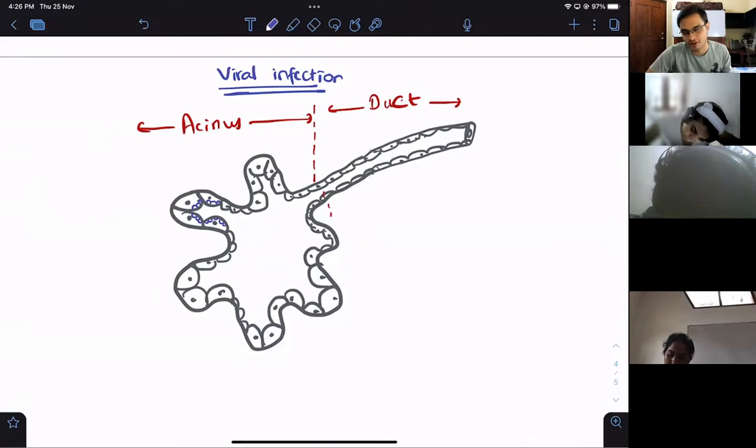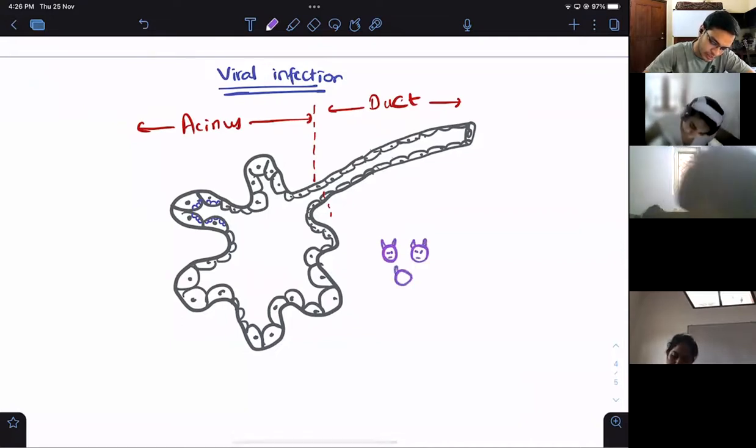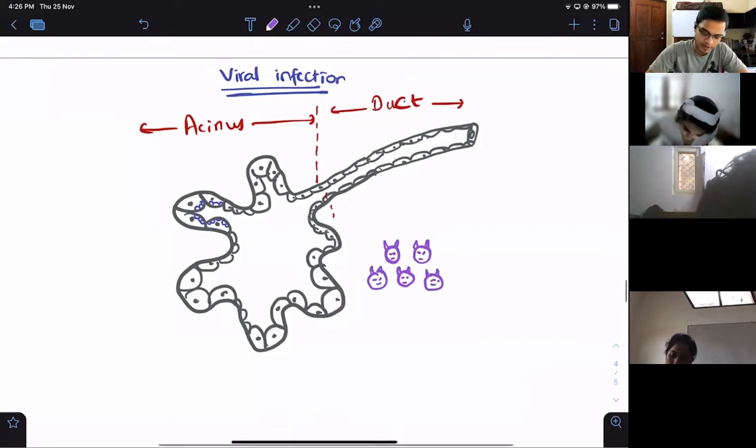Okay, just draw a rough one. Nothing special here. Look at this, guys. Now we will say there is a viral infection. Whatever, it doesn't matter, we have talked about several types that are associated with Sjogren's. So let's say these viral particles have now reached this gland.